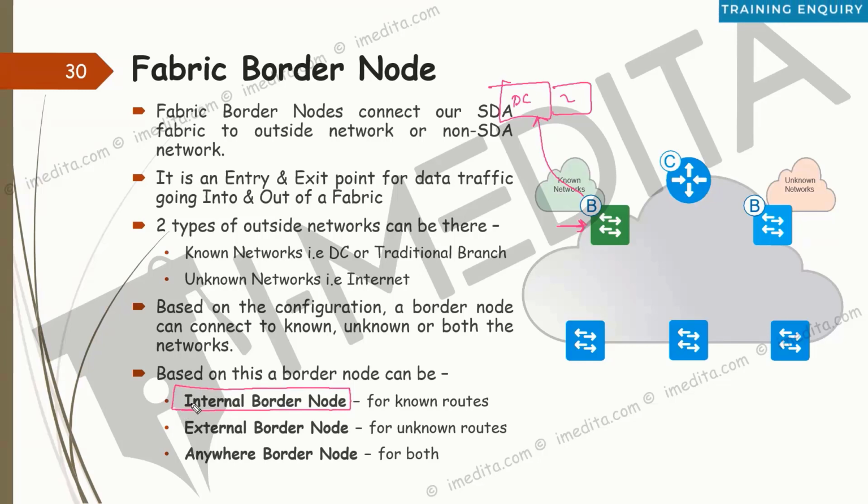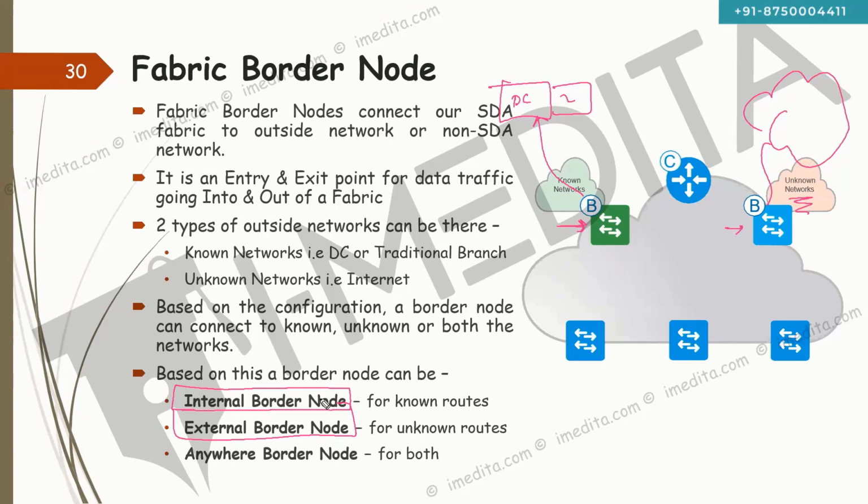Internal border node is the device that connects our SDA network to outside the SDA network. A dedicated border node that connects our SDA network to outside the SDA network, but that is not under our control, an unknown network such as the internet or public cloud, is what we refer to as external border node.